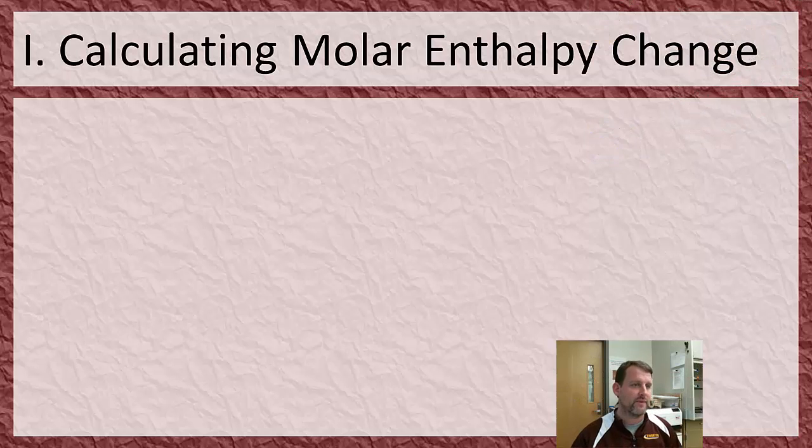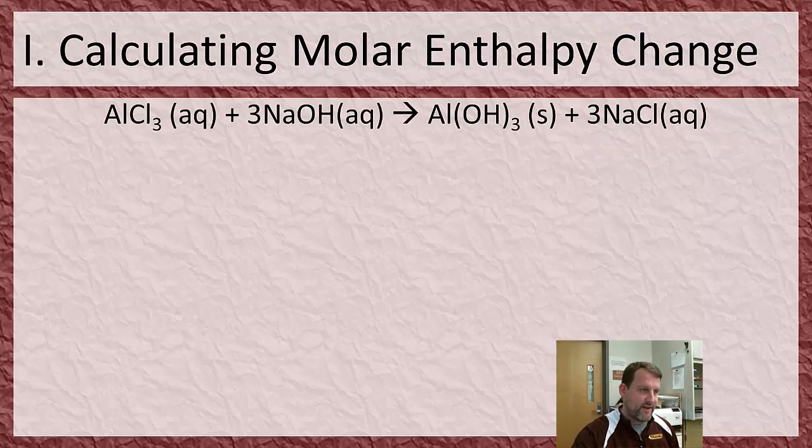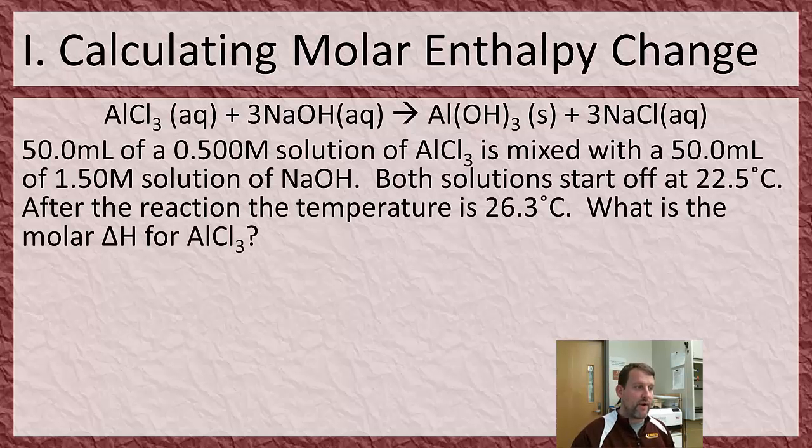Let's get started. So consider this reaction here. This aluminum chloride solution, so it's aqueous, reacts with a sodium hydroxide solution, and it produces a precipitate of aluminum hydroxide and dissolved sodium chloride. Now when we ran this in the lab, we took 50 mL of a 0.4 molar solution of aluminum chloride, mixed in with 50 mL of a 1.5 molar solution of sodium hydroxide, and then we just measured the temperature change of those two solutions when they're mixed together.